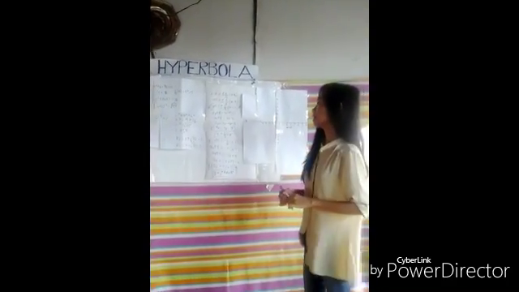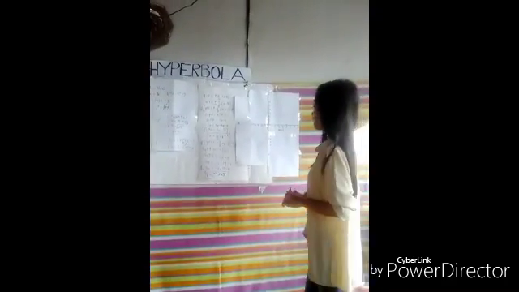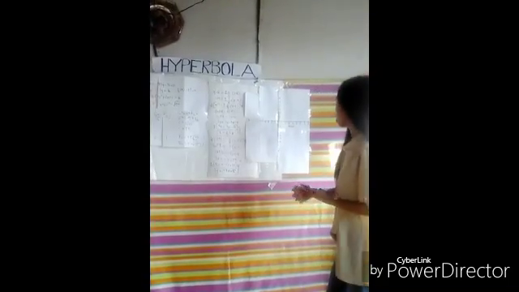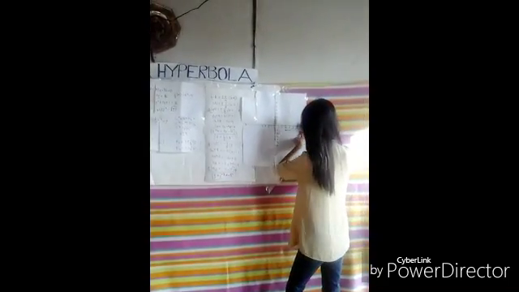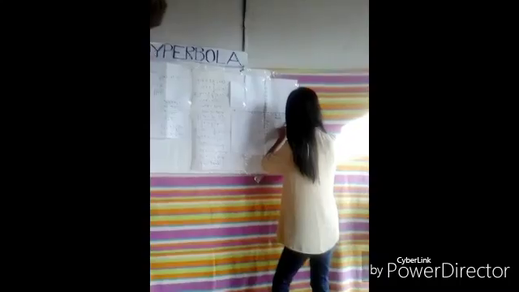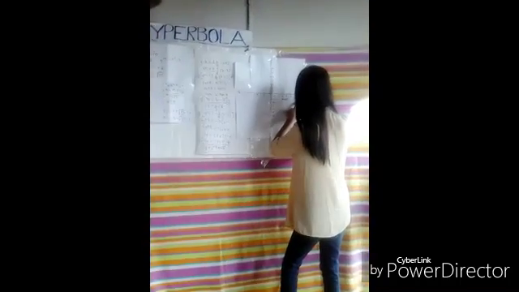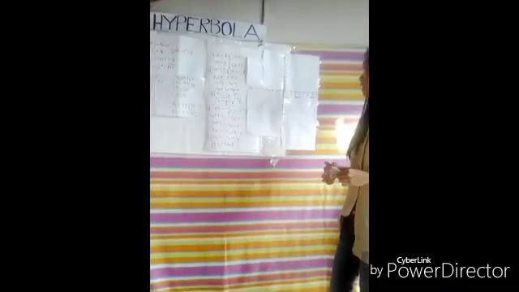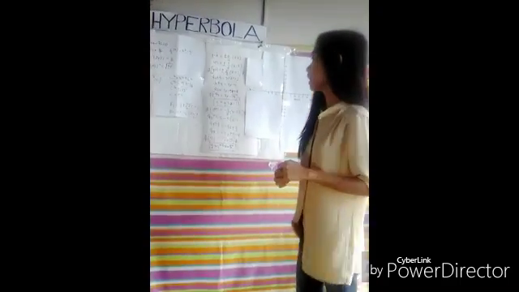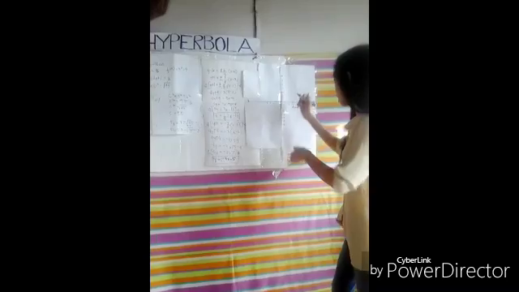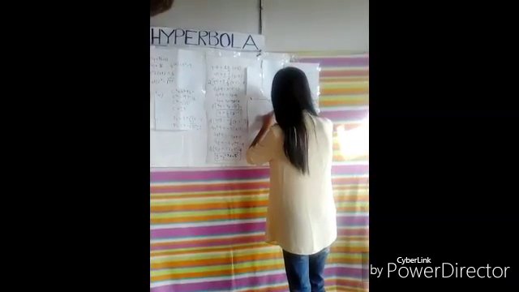Then after the center, we must locate the vertices. So the first vertex is positive 7 and negative 1. The second vertex is negative 1 and negative 1.